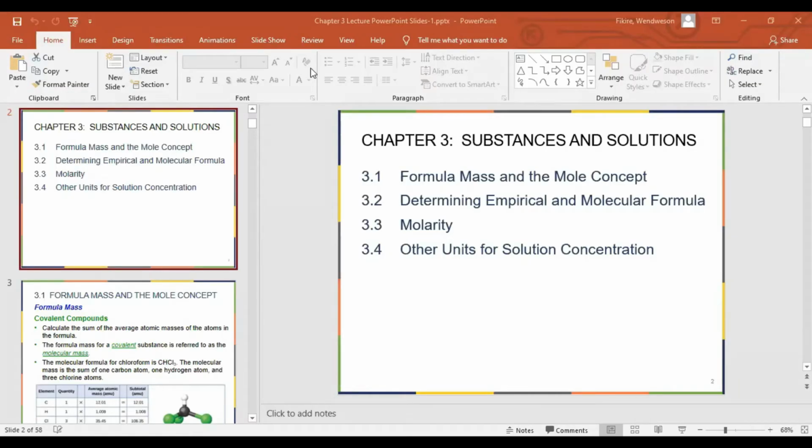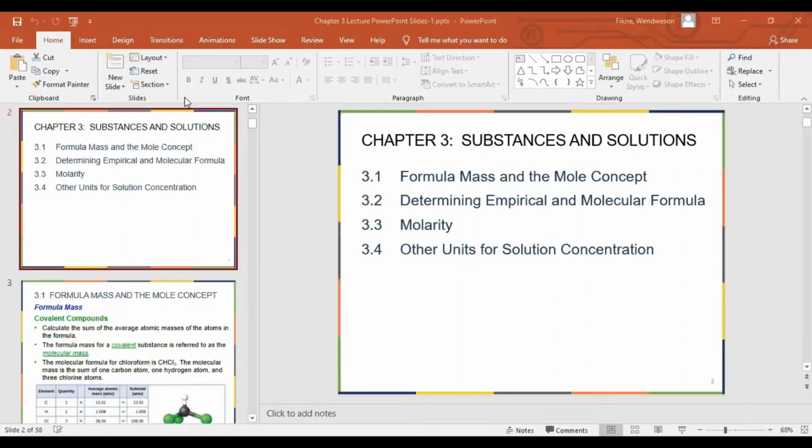So I'm going to start chapter 3 today with substances and solutions. In this chapter, we'll be talking about formula mass and the mole concept. We're also going to determine empirical and molecular formulas. If you remember, in chapter 2 we were talking about the empirical and molecular formula in a qualitative way, but here we are going to determine them in a quantitative way, using numerical values, percentage values, or grams.